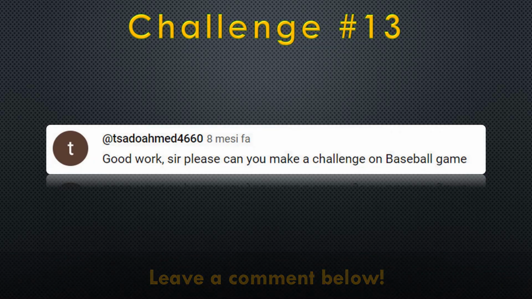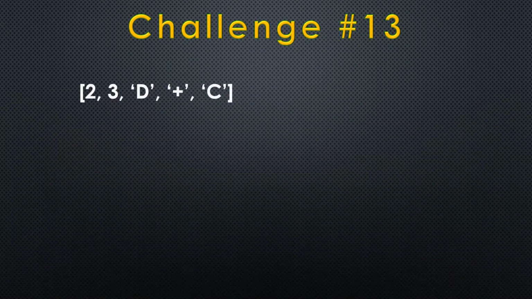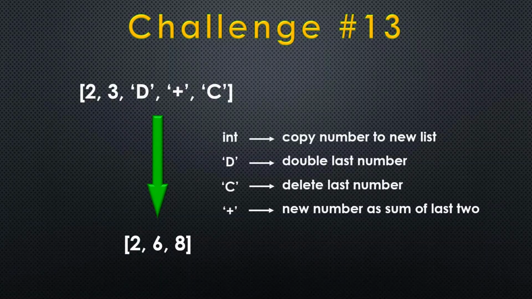Now then, on with the challenge. This is based on a popular baseball challenge you can find online. However, in this case we have some extra rules to make things more interesting. We start with a random string of integers, letters and symbols. Then we have to determine the final score of the game by creating a new list according to these rules.